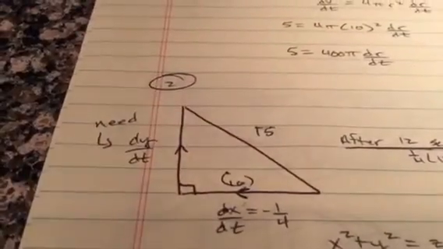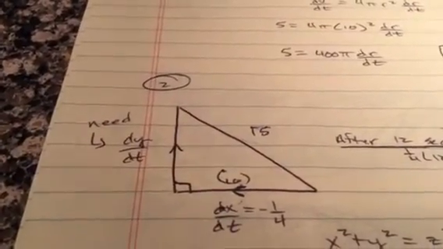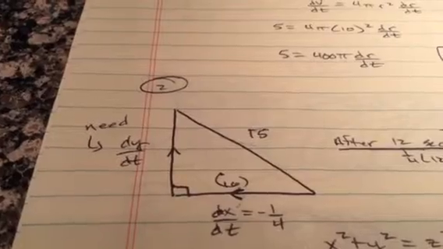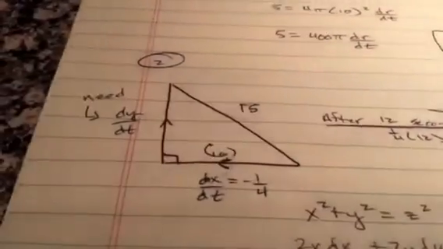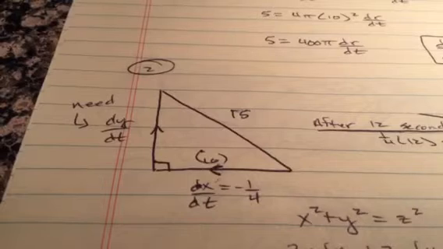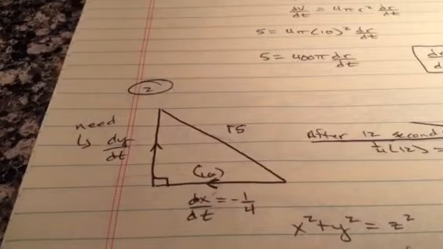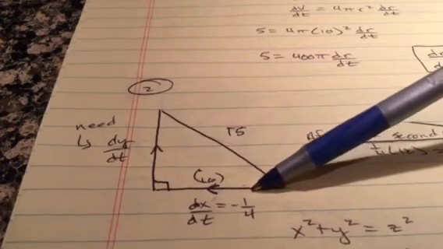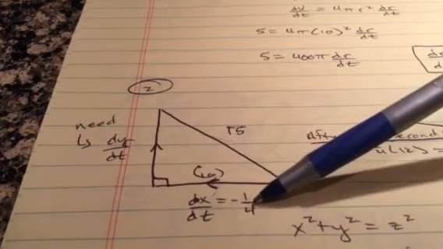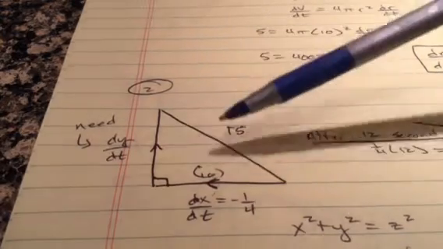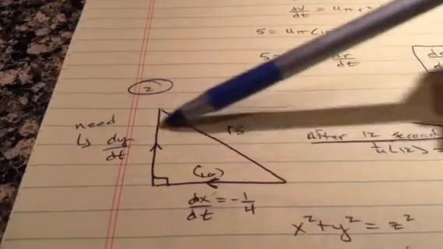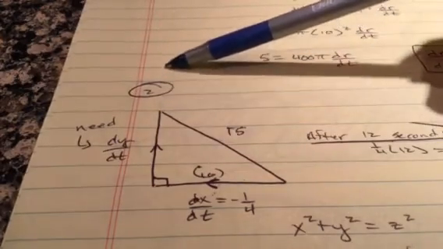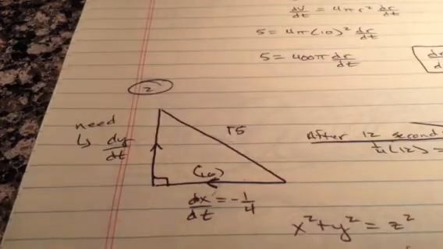Take a look here at number 2. You're given a ladder. We are pushing the ladder towards the wall. Because we're pushing the ladder towards the wall, towards the wall would be the x, right? Because it's going towards the wall, the distance of x is actually decreasing, so that's why its derivative is a negative 1/4. When we push this ladder against the wall, the y distance is going to go up, until it's straight vertical there. We need dy/dt.